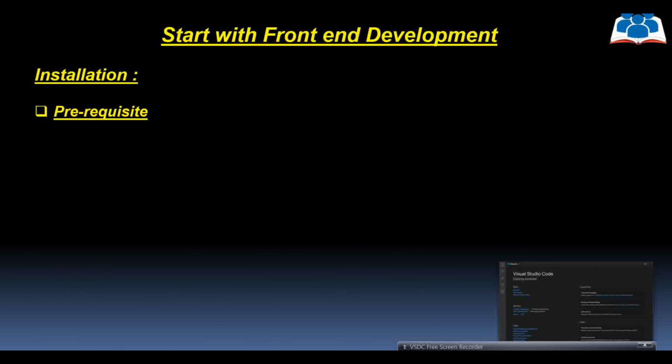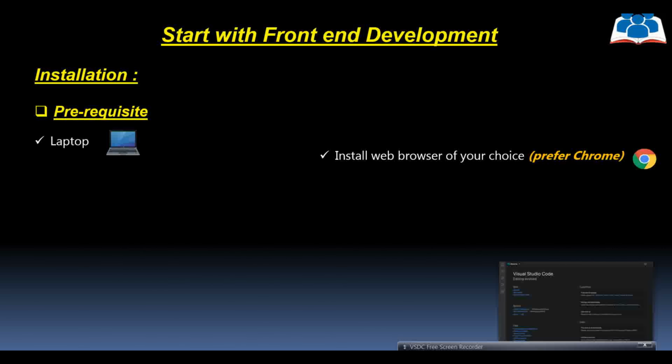What are the prerequisites we need for starting with front end development, or web development? First, we need to understand that there are three things we need so that we can start with our web development. First thing we need is a web browser. Second is a laptop. These two are the basic requirements. First, you should have a laptop. Second, you can install any web browser of your choice, but I will prefer Chrome.